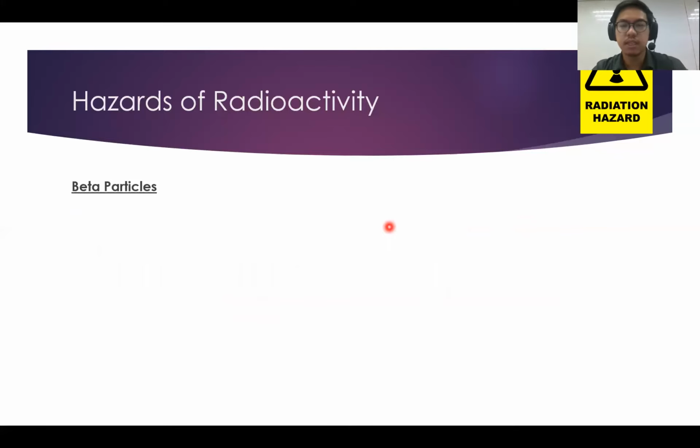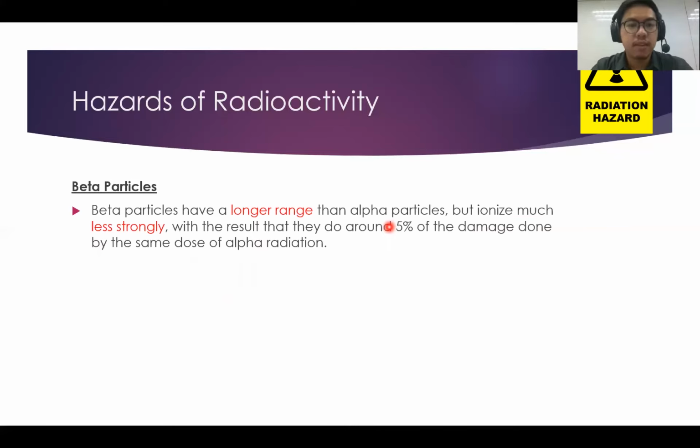Now, beta particles. Beta particles have a longer range than alpha particles, but don't ionize that much, with the result that they do around 5% of the damage done by the same dose of alpha radiation. So when it comes to ionization, they're not really that strong, but they are a bit more penetrating, so they're a bit more dangerous.